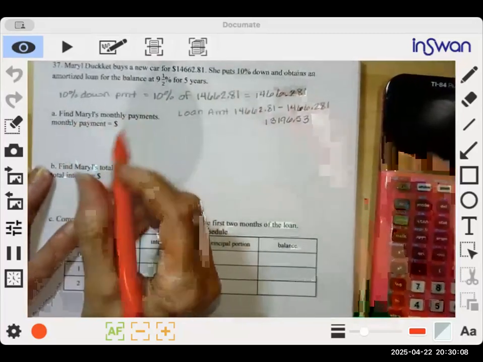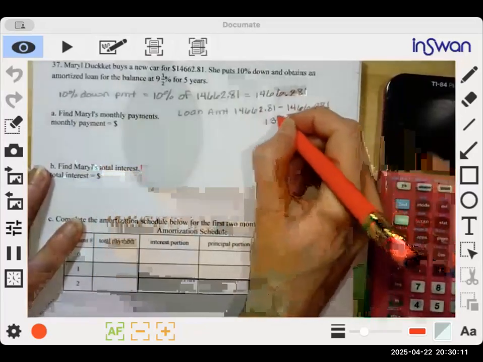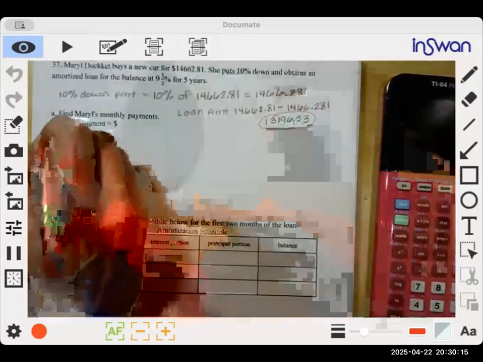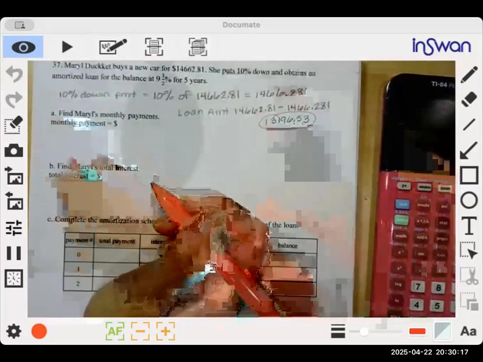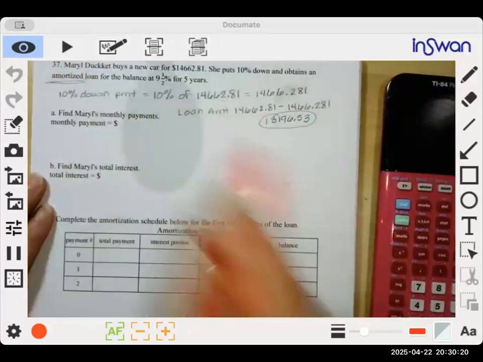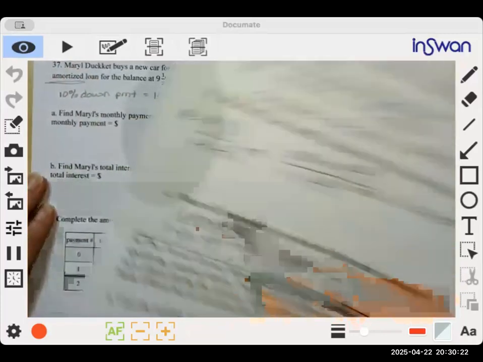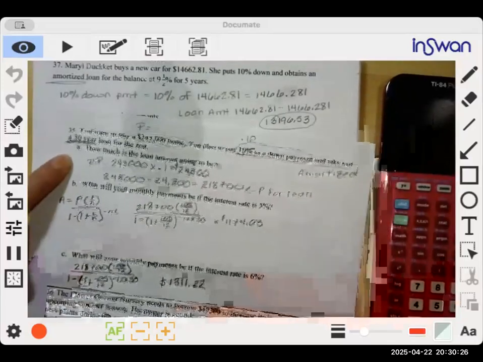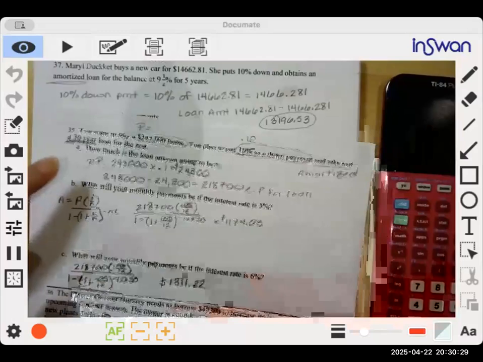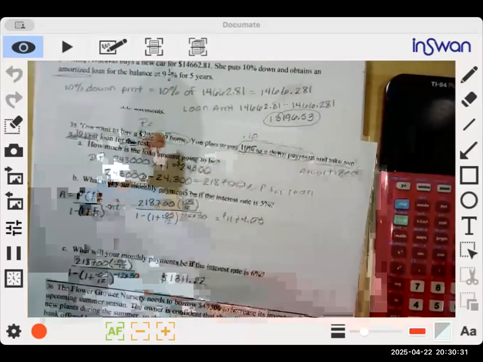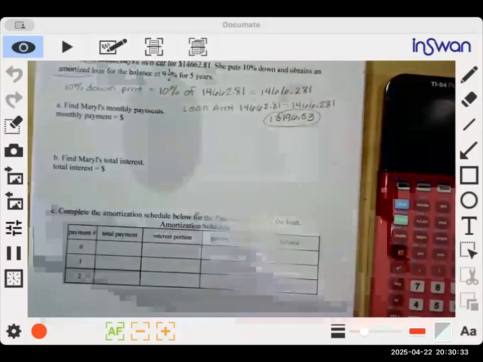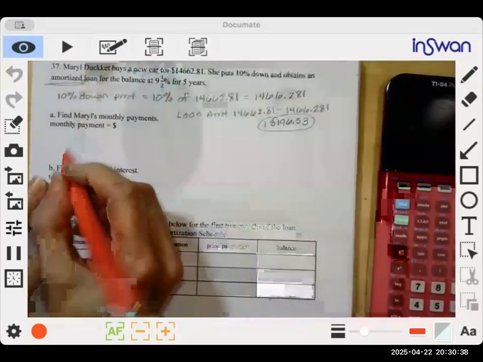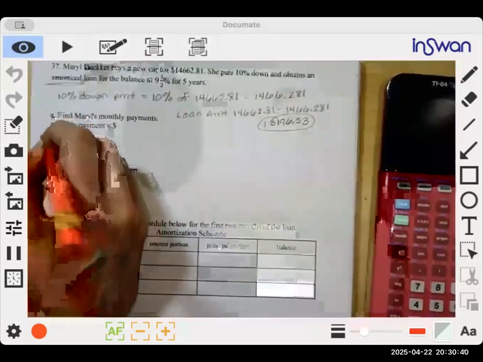So her monthly payment on that amount, it does say amortized loan on this. Again, they don't always say amortized. Like this one here didn't say it. But if it's a huge loan, you know you're going to use amortized. Okay, so we're using that same formula again.